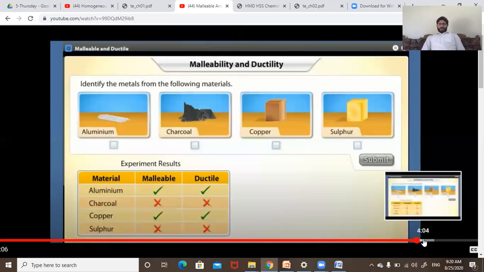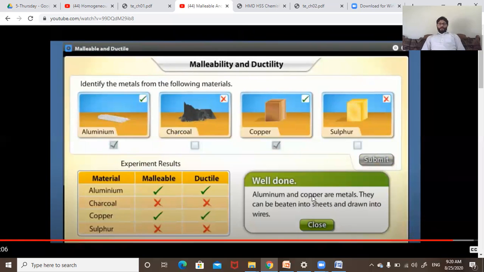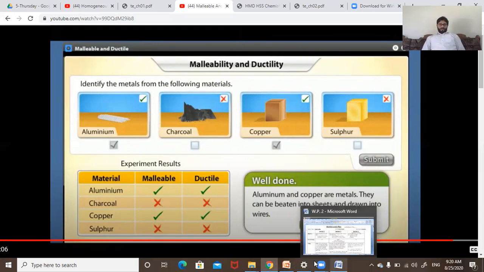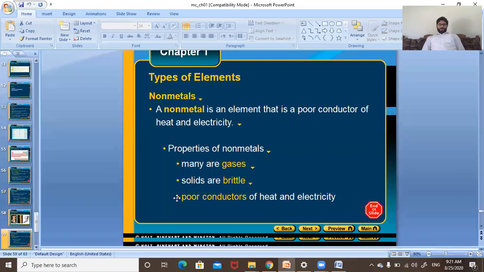So we discussed all these parts, and I told you that aluminium and copper are metals. They can be beaten into sheets, which we call malleable, and they can be drawn into wires. We call these processes malleability and ductility. Now, the examples are in front of you.